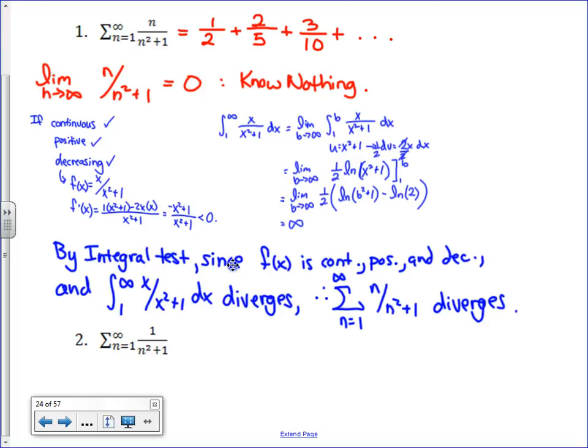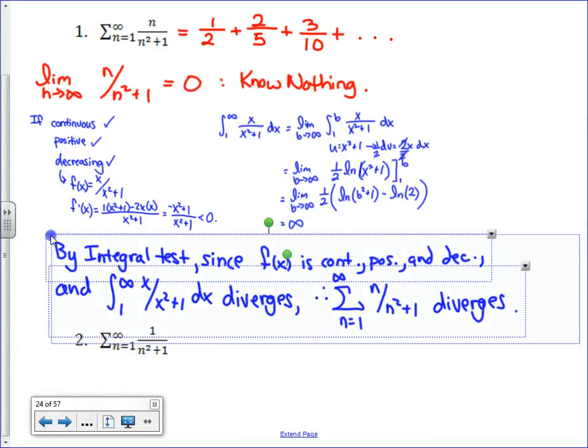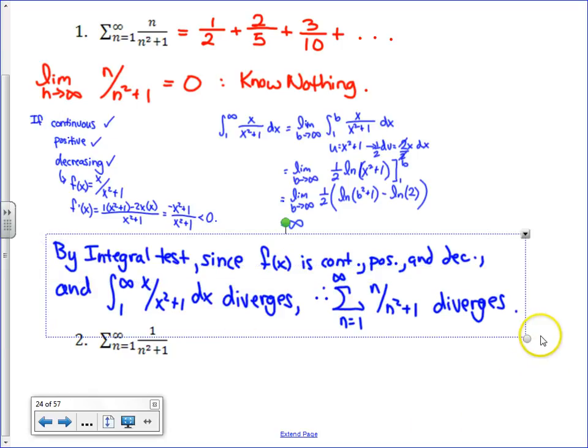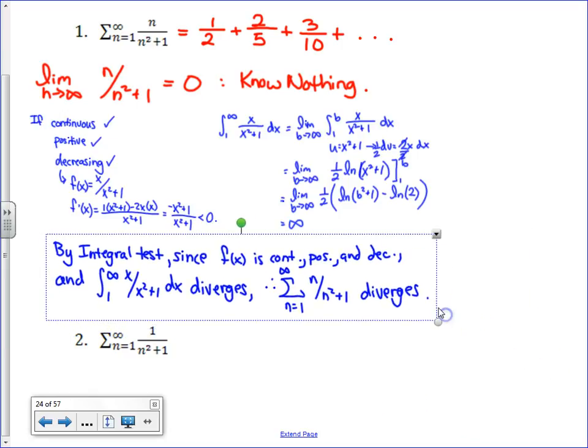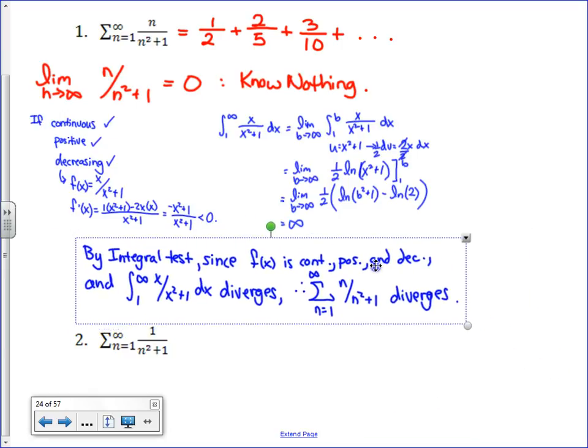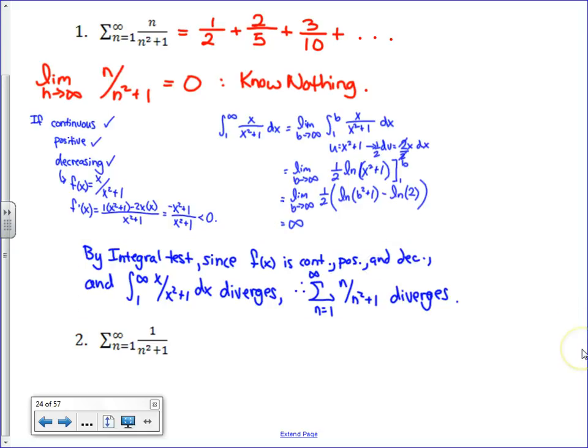Done. By the integral test, since the function is continuous, positive, and decreasing, and the integral diverges, therefore the series diverges. Done. Does that make sense, guys? Basically, by us writing this over and over and over again, hopefully for geometric, hopefully for nth term, am I basically trying to get you guys to memorize those tests like none other? Mm-hmm. Exactly. We got it?